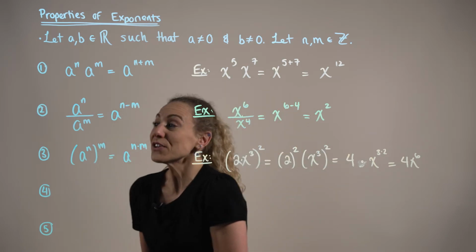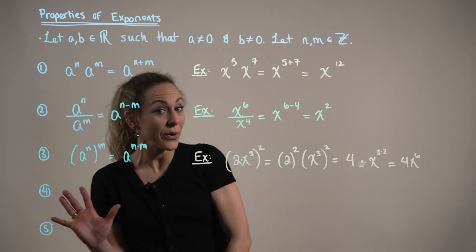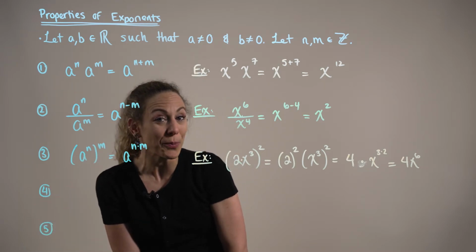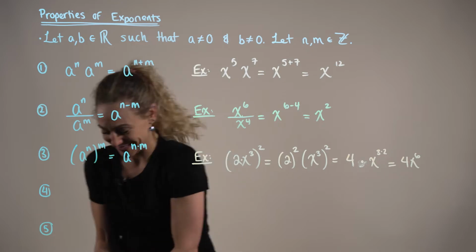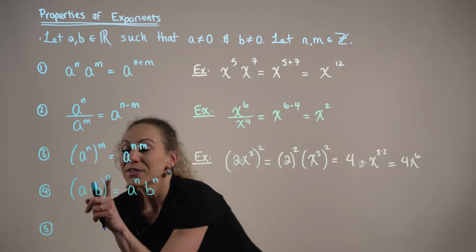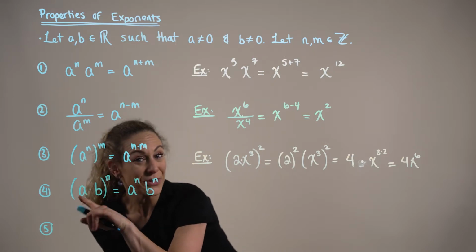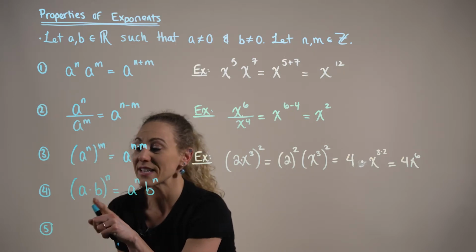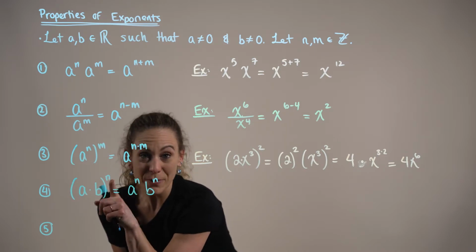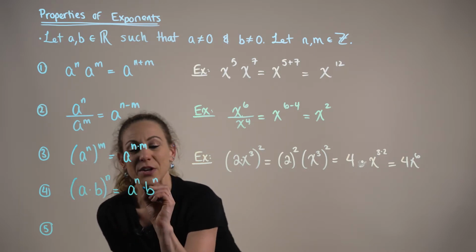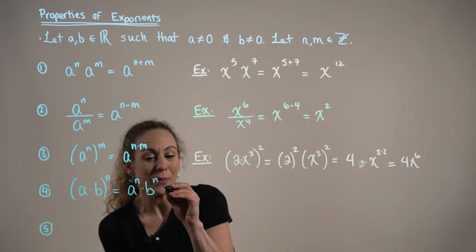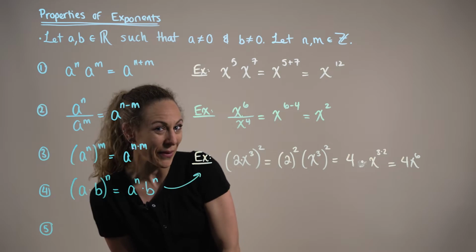Now for these first 3 properties, we were only working with one base. But for the final 2 properties, we are going to incorporate a different base from a. So with property number 4, observe here how we have the product of 2 different bases within the parentheses, both being raised to the power of n. And then we can distribute the power on the outside of the parentheses through to both bases. And this is exactly what we did up here with that last example.